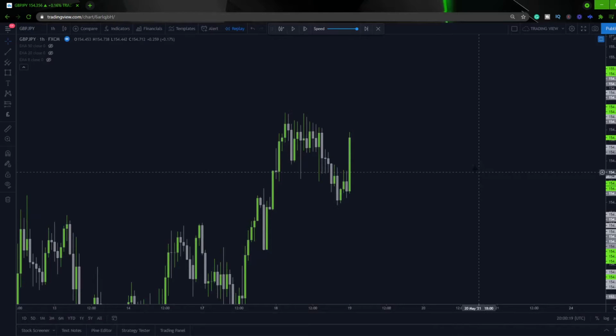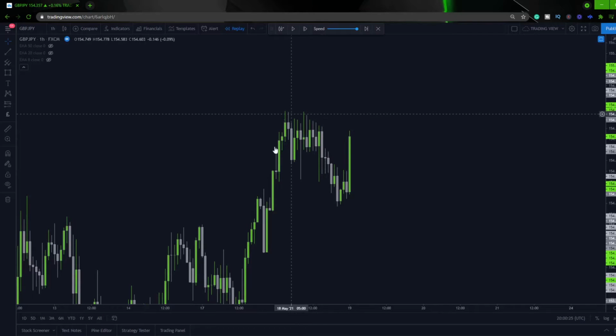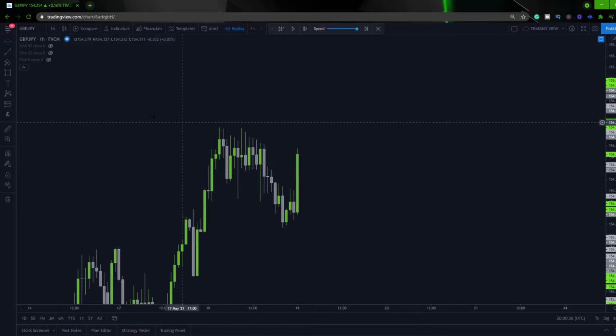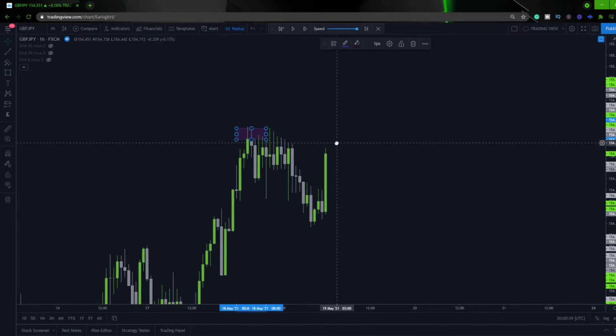So I just want to share with you a trade that I caught yesterday on pound yen. I just want to share some analysis and my theory and my thinking behind the move. So what I was looking at is this area on the hourly time frame that we rejected off on the pound yen.